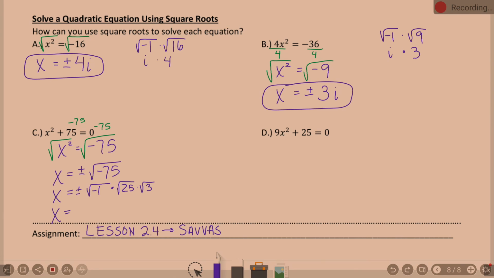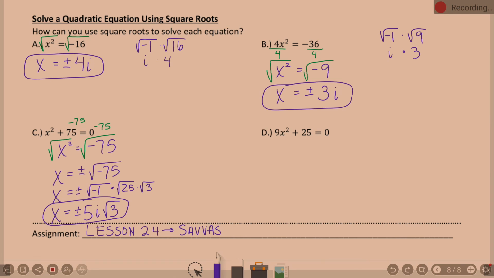Okay, so now we've got plus or minus. The square root of 25 is 5. The square root of negative 1 is i. The square root of 3 is still the square root of 3. So that answer would be plus or minus 5i square root of 3. Okay? And that simplifying perfect squares like that, or non-perfect squares in this case, we did work on that on the front page.